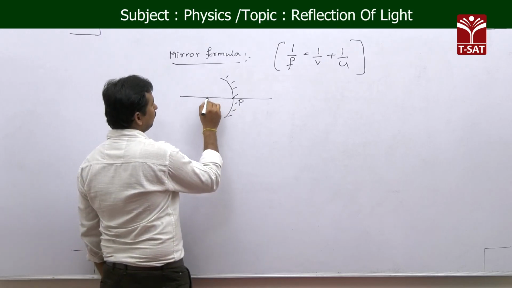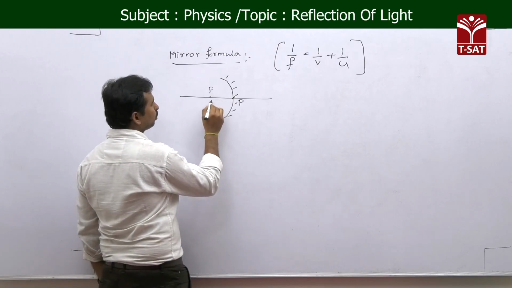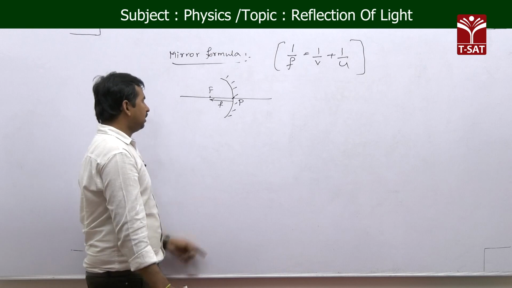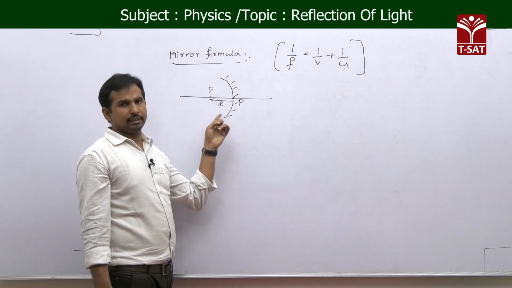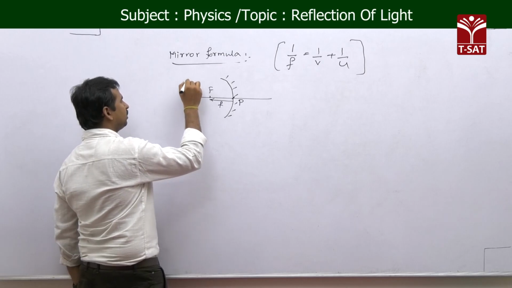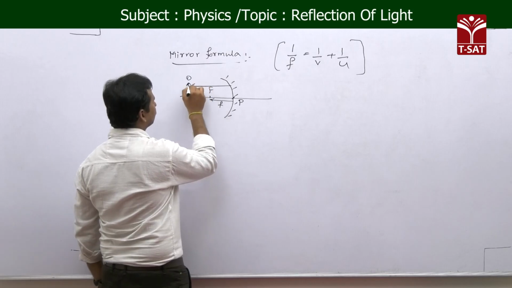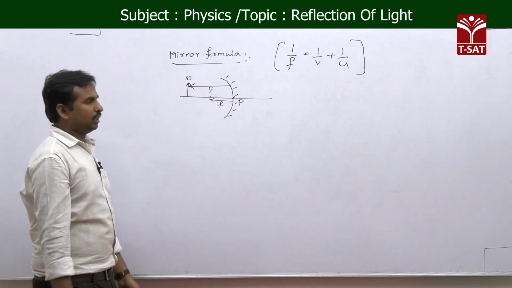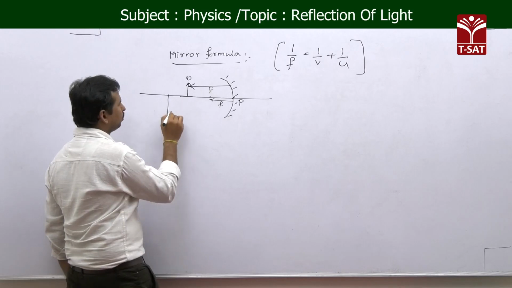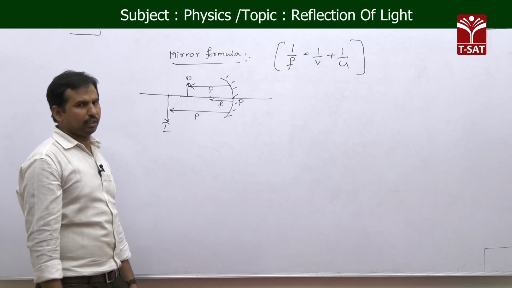Suppose the focus position for a concave mirror is here, then we have to measure the distance starting from the pole. This is the focal length distance. In the same way, if this is our object, the object distance also we have to measure starting from the pole here. And not only that, the image formed here, this also we have to take starting from the pole. This is our rule 1.